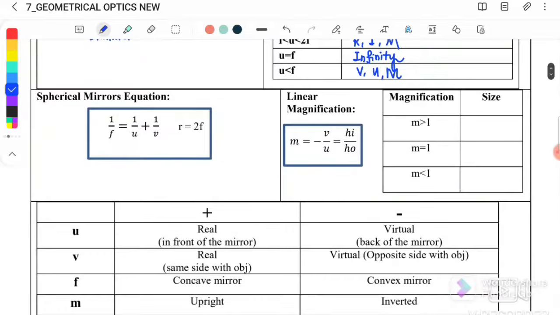The equation that we will use for the mirror is 1/f = 1/u + 1/v, where r, the radius of curvature, equals 2f. This is the first equation that we will use for mirrors.